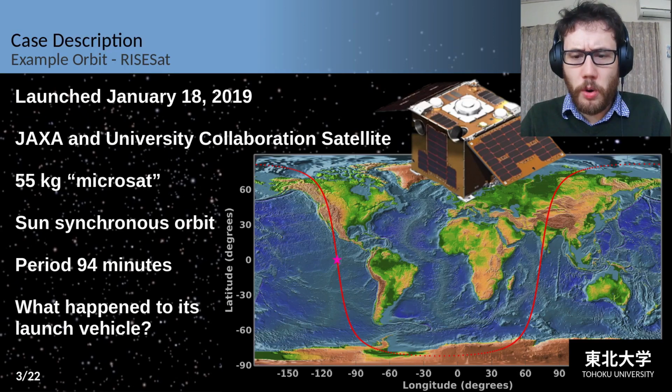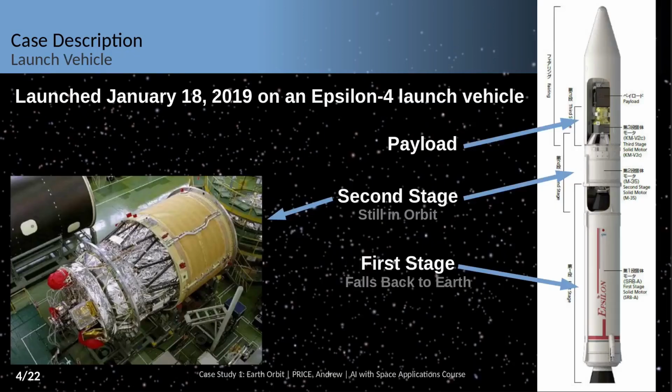So an interesting question, though, is what happened to its launch vehicle? Because, of course, it had to get up there. Its launch vehicle was an Epsilon 4, and as we see on the right here, there are three stages. There's the first stage, which comes back down to Earth. There's the third stage, which, of course, holds the payload. But there's also the second stage, which gets it up to its final orbit, but then what happens afterwards? And the truth is, it's still in orbit.